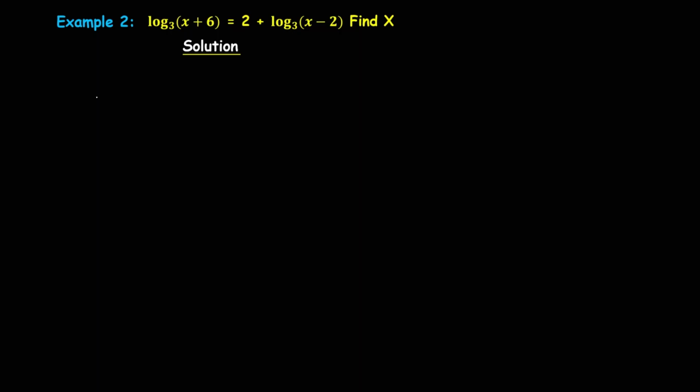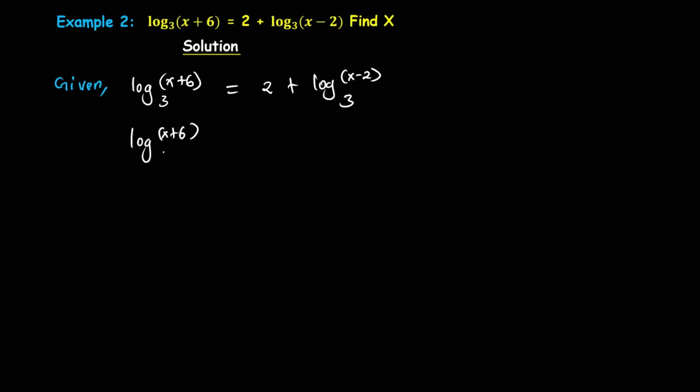Example number 2, log of x plus 6 to base 3 equals 2 plus log of x minus 2 to base 3. Find x. So we are given log of x plus 6 to base 3 equals 2 plus log of x minus 2 to base 3, and we are required to find the value of x. On collecting the like terms, we will have log of x plus 6 to base 3 minus log of x minus 2 to base 3 equals 2.